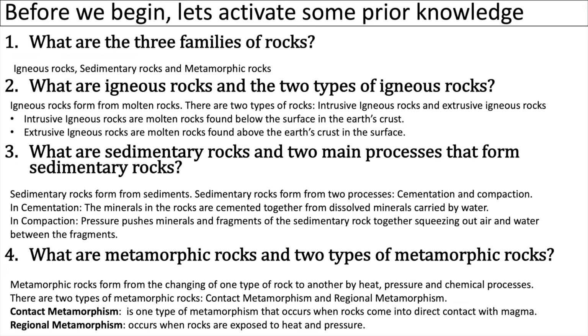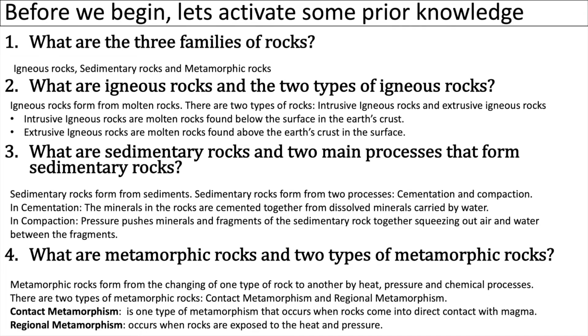Number 3. What are sedimentary rocks and 2 main processes that form sedimentary rocks? Sedimentary rocks form from sediments. Sedimentary rocks form from 2 processes, which are cementation and compaction. In cementation, the minerals in the rocks are cemented together from dissolved minerals carried by water. In compaction, pressure pushes minerals and fragments of the sedimentary rocks together, squeezing out air and water between the fragments.